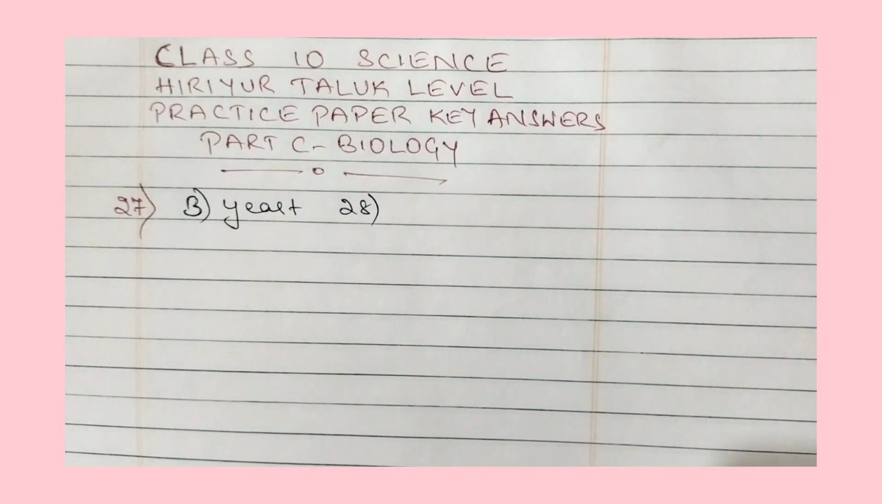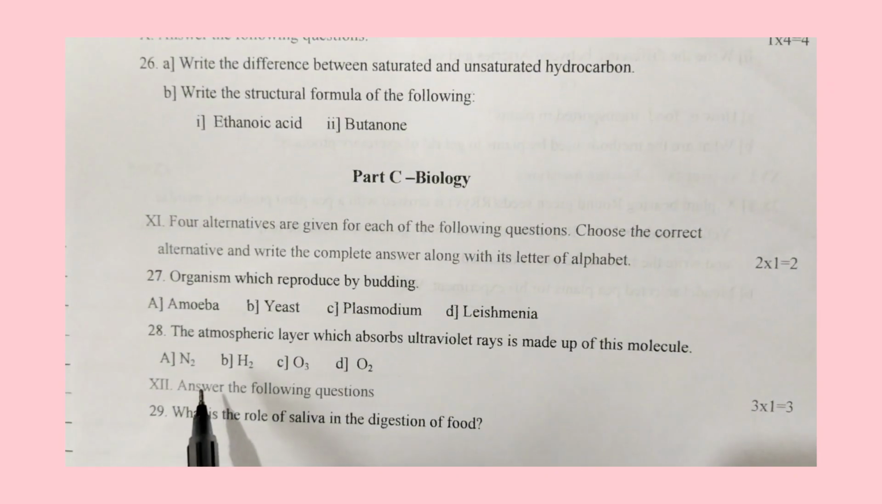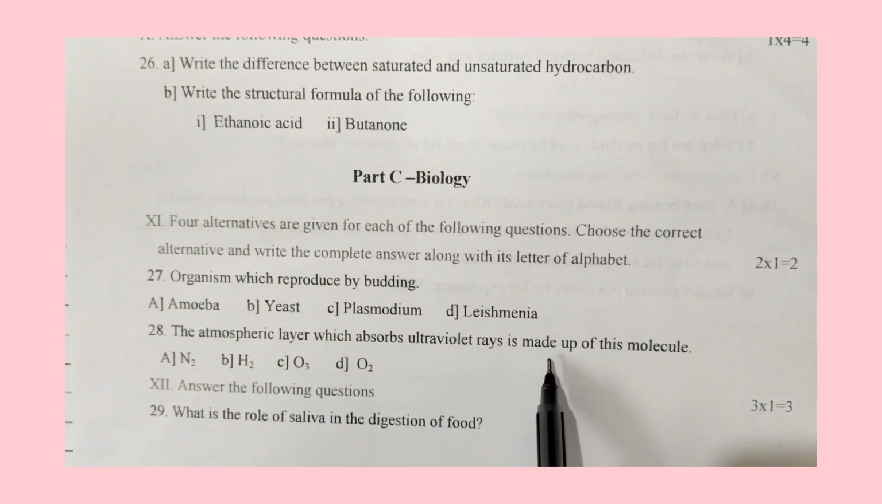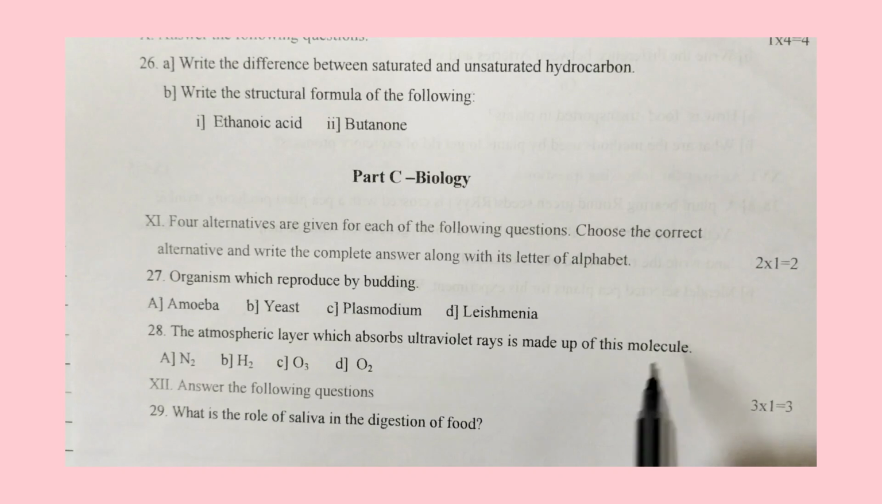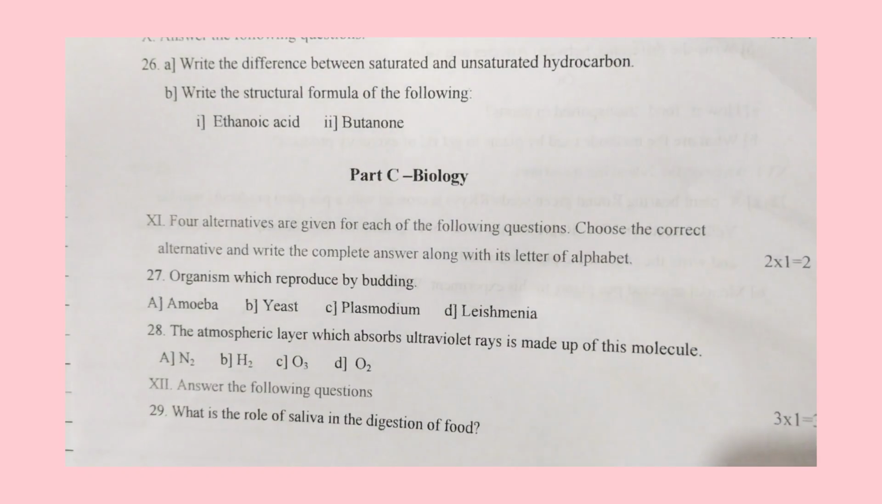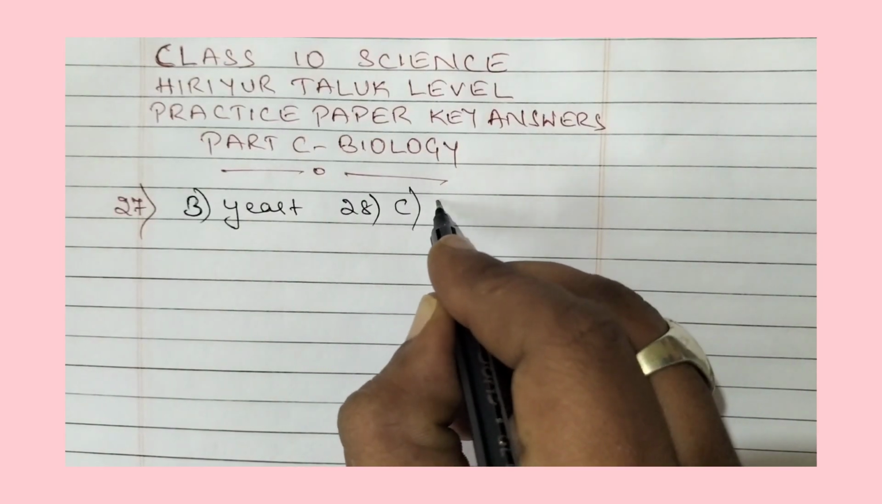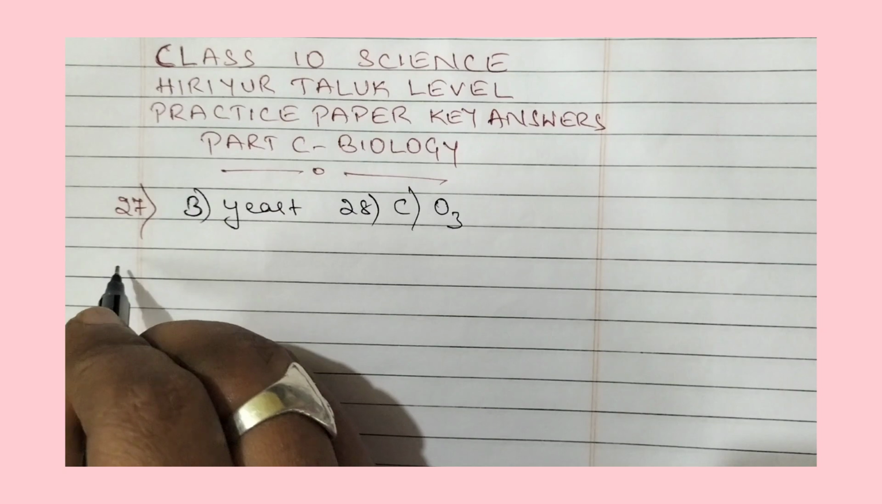Now let us move for 28th question. The 28th question is, the atmospheric layer which absorbs ultraviolet rays is made up of this molecule: nitrogen, hydrogen, O3, O2. So who will absorb the ultraviolet radiation? That is O3, ozone. So the right option for 28th is option C, that is O3.